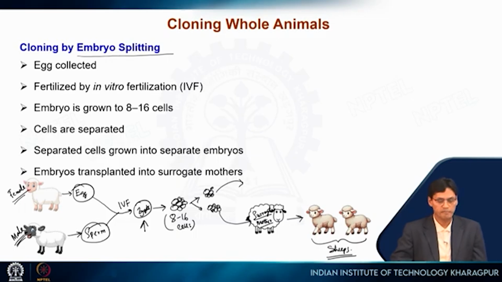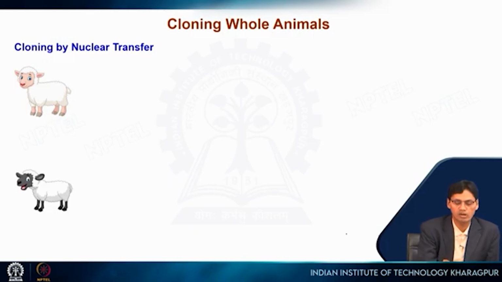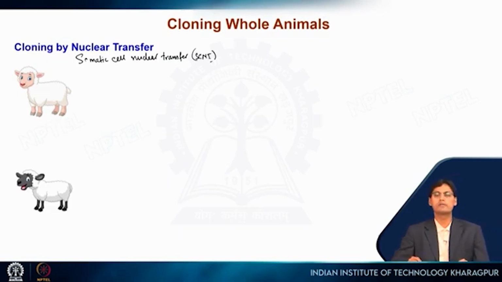Now, we will be discussing the next technique here, cloning by nuclear transfer. This nuclear transfer is also known as somatic cell nuclear transfer. So, SCNT, somatic cell nuclear transfer.